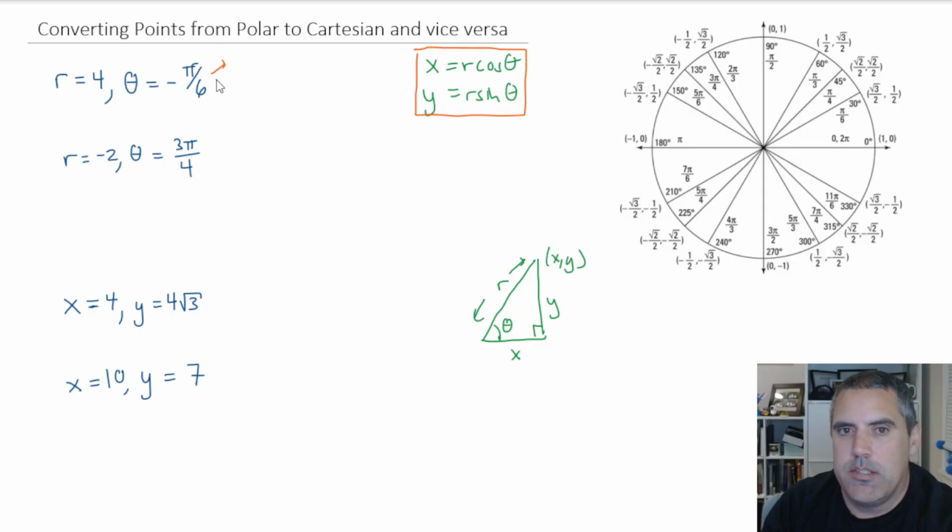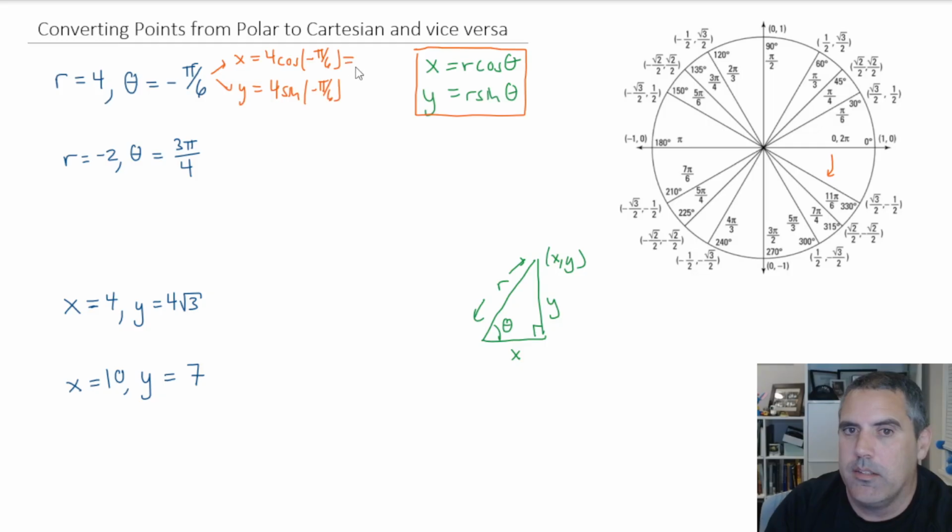So if someone says to convert this, you would say 4 cosine of negative pi over 6, and you would say 4 sine of negative pi over 6. And that's why you should be happy you have the unit circle in front of you. That's negative pi over 6, and so we have the values right there immediately. So it's 4 times the x value, which is root 3 over 2. So 4 times root 3 over 2 is 2 root 3. And this is 4 times negative half, so this is negative 2. That should be a really fast homework question. You're done immediately. And then same thing for this one.